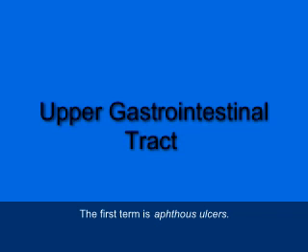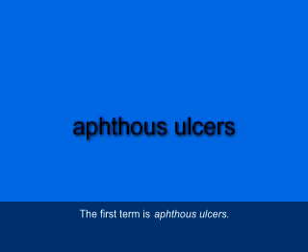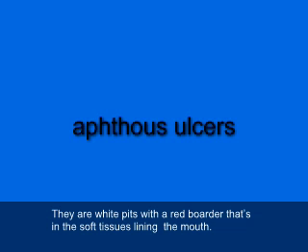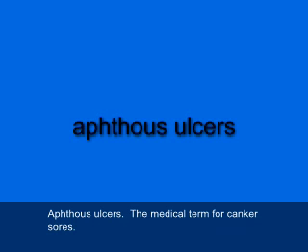The first term is aphthous ulcers. Aphthous ulcers. And this is the medical term for canker sores. And if you're not sure what canker sores are, those are the type of sores that you can get in the lining of your mouth. They are white pits with a red border that's in the soft tissues lining the mouth. Aphthous ulcers, medical term for canker sores.